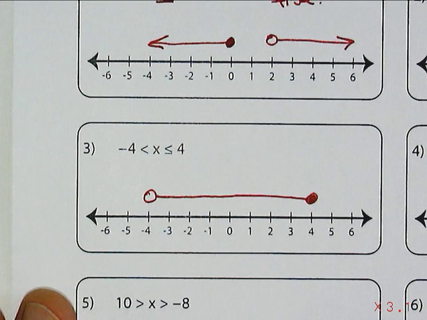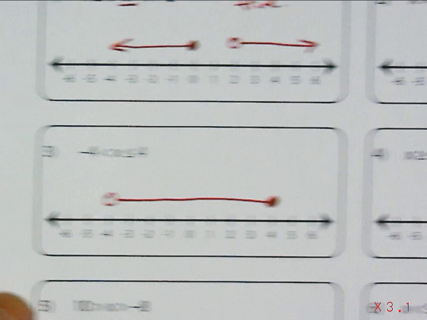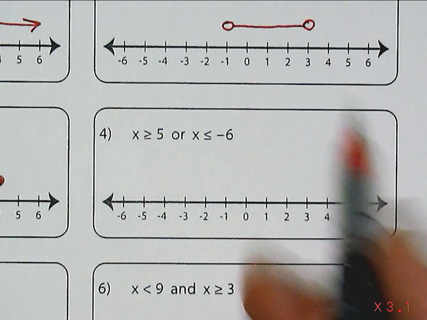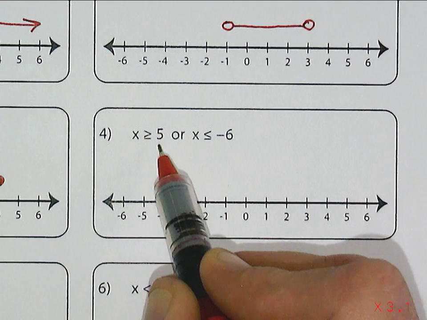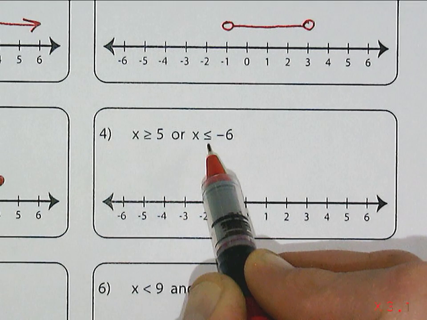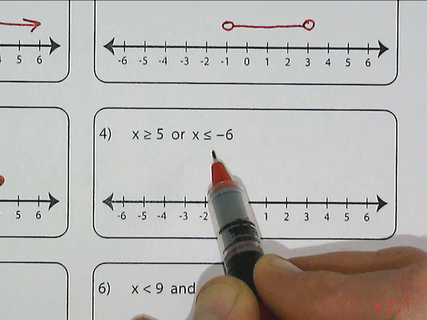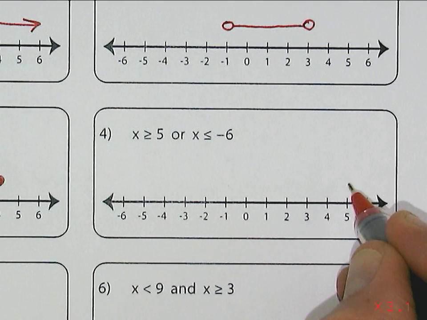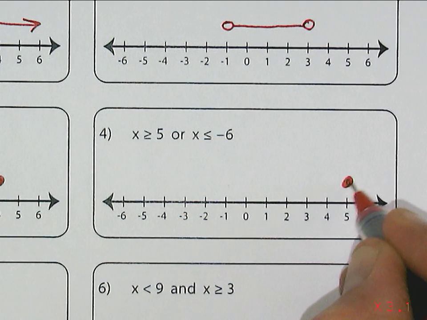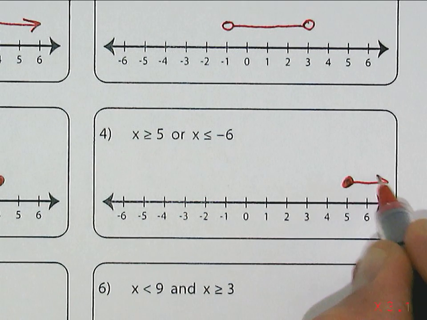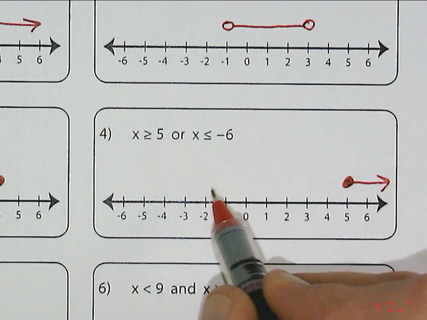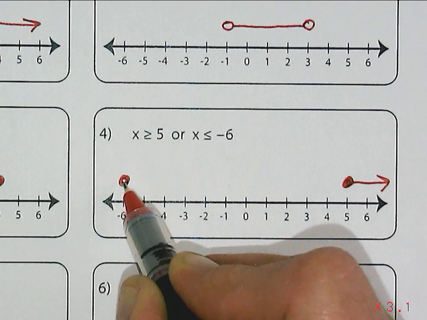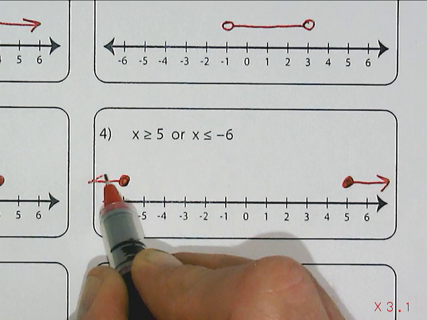So it looks like that when you graph it correctly. And let's look at another or. So x is greater than or equal to 5, or less than or equal to -6. So greater than or equal to 5 is out here. X is greater than or equal to 5, so that goes that direction, and x is less than or equal to -6. It goes that direction.